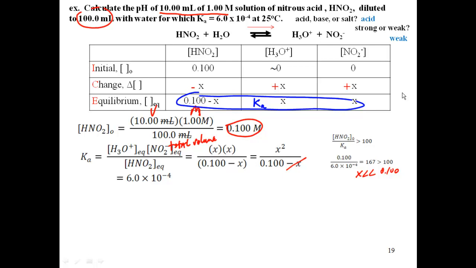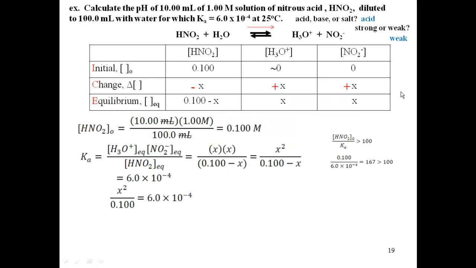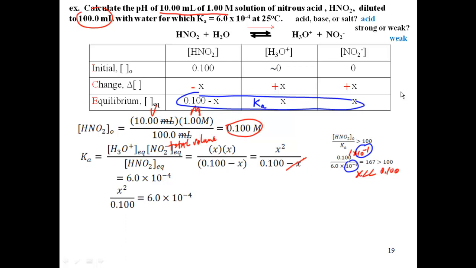Now, could I have done this a little quicker? Yes. 0.1 is the same thing as saying 1 times 10 to the negative 1. If I compare my 10 to the minus 1 to 10 to the minus 4th, that's how many powers of 10 difference? 3. And we said if it's 3 or more, we can neglect X. So therefore, we came to the same conclusion and get rid of the X. That means now I have X squared over 0.1 is equal to 6.0 times 10 to the negative 4th.